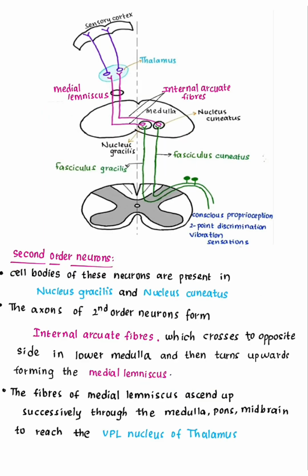Second order neurons. The cell bodies of second order neurons are present within nucleus gracilis and nucleus cuneatus. The axons of second order neurons form internal arcuate fibers. Internal arcuate fibers cross the midline and reach the opposite side in the lower medulla, and then they turn upwards forming the medial lemniscus. The fibers of the medial lemniscus terminate within the VPL nucleus of the thalamus, the ventral posterolateral nucleus of the thalamus.